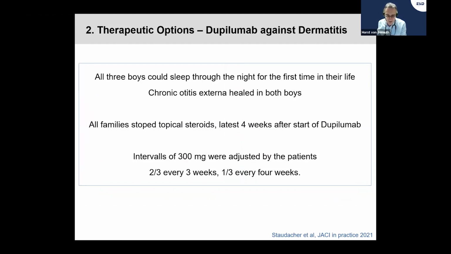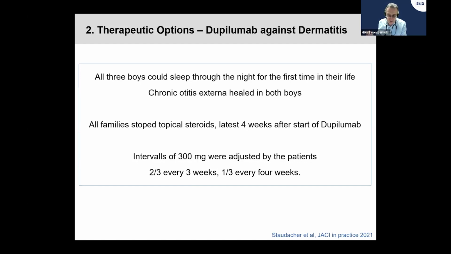Chronic otitis externa healed in the boys where it was chronic. All families stopped topical steroids, at the latest 4 weeks after the start of dupilumab. The intervals of the 200 to 300 milligram doses were adjusted by the patients. 2 of them give it every 3 weeks. 1 of them gives it every 4 weeks.